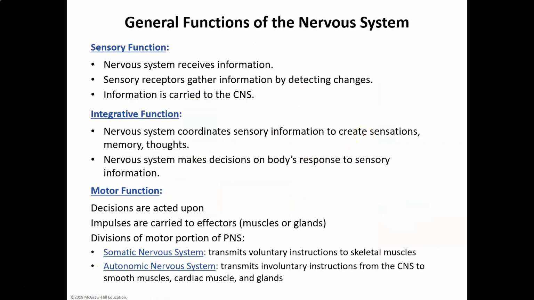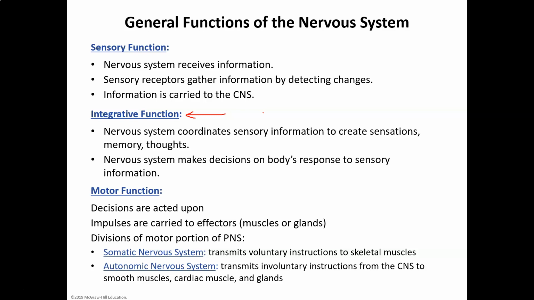Alright, here are the functions. So, we break it down. Sensory, the sensory function. The nervous system receives information in various forms. Those sensory receptors gather information and detect changes. So there has to be some sort of change out there in the outside world such that your nerves are sensitive to that. They respond to it. They send a signal back to your brain and spinal cord, and your brain and spinal cord have to now take that, and they have the integrative function, right? This integrative function means, what is that signal? What's the sense? What's going on?